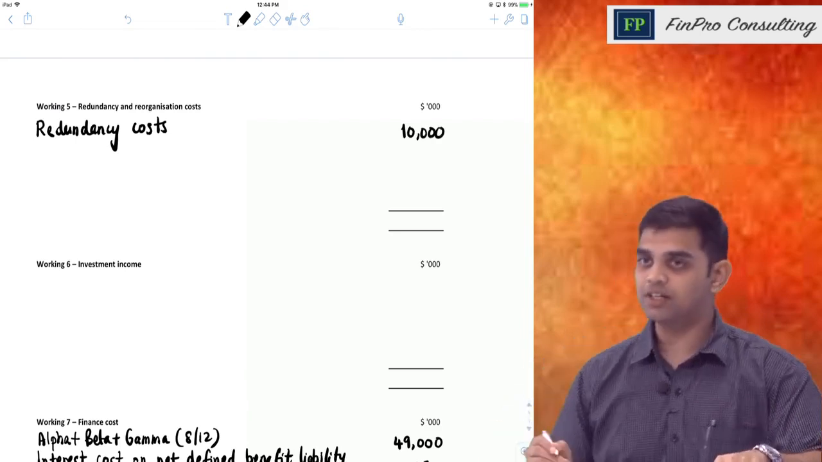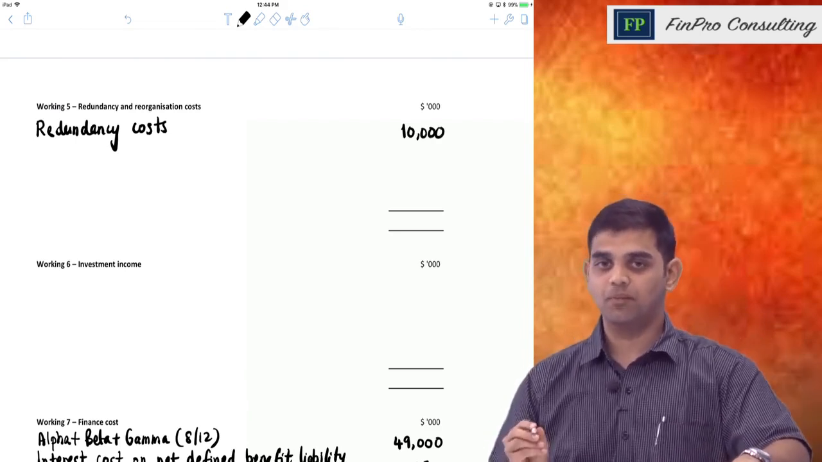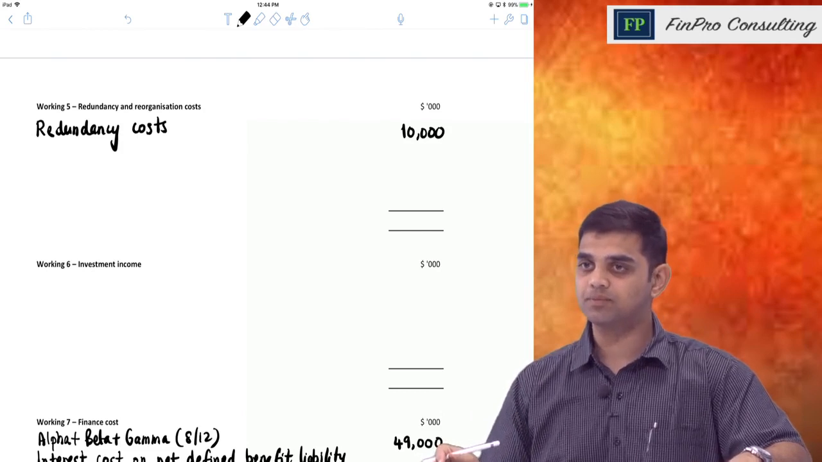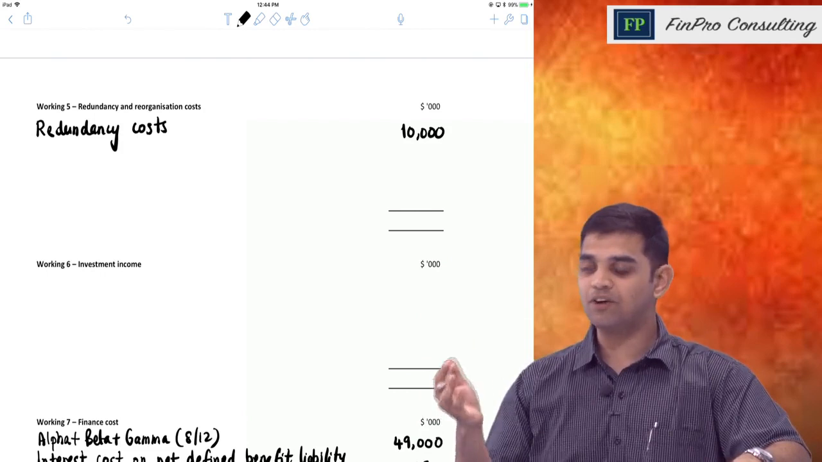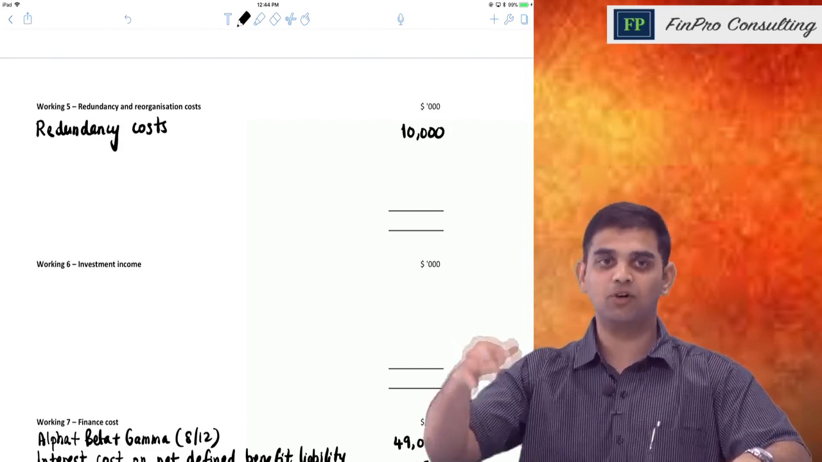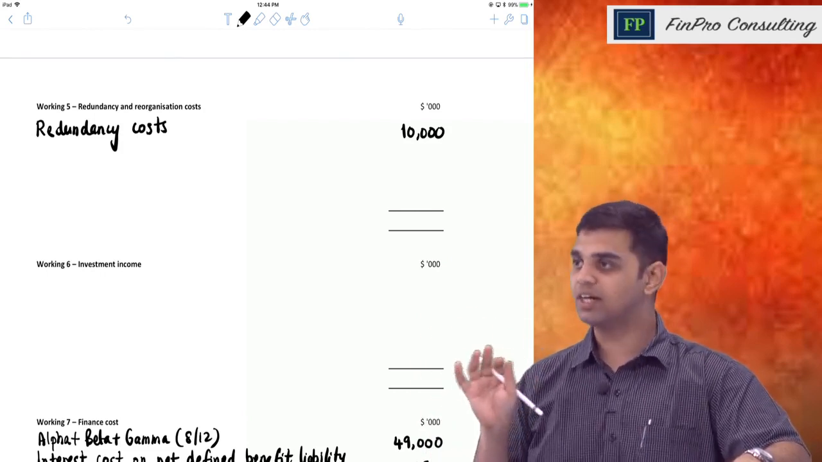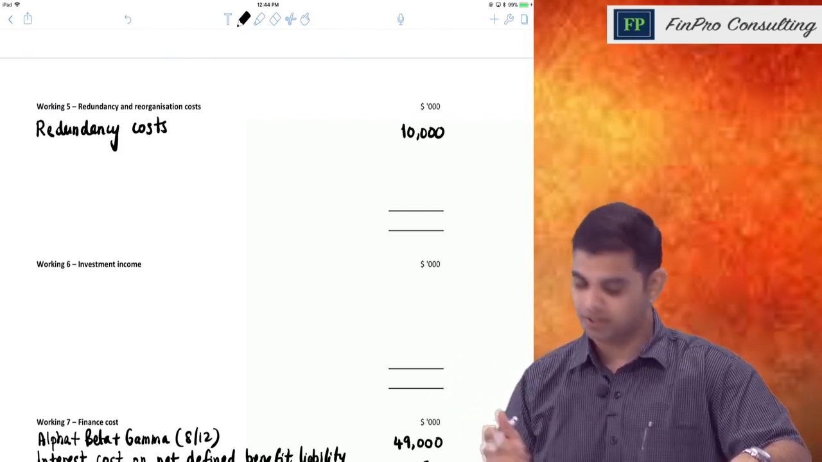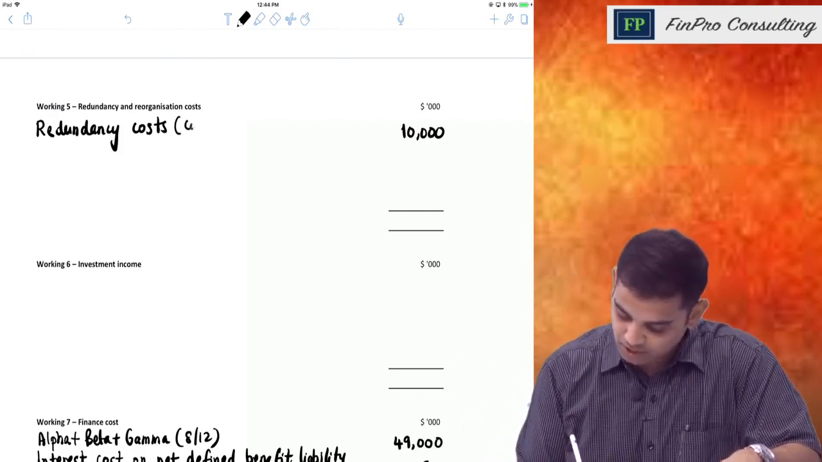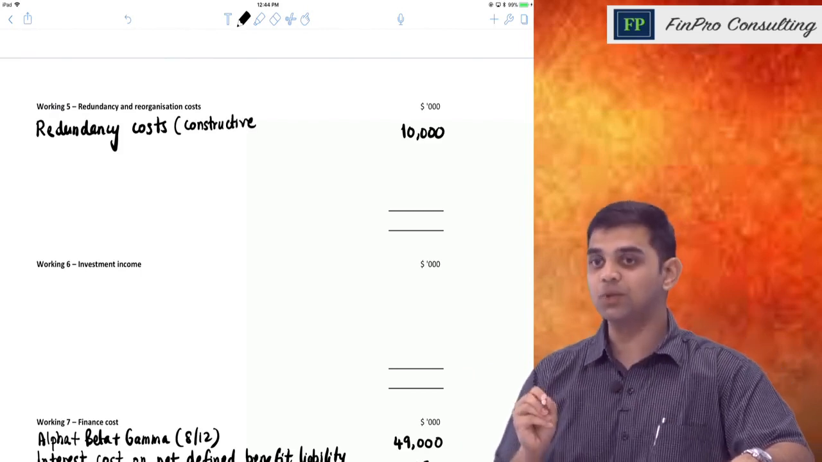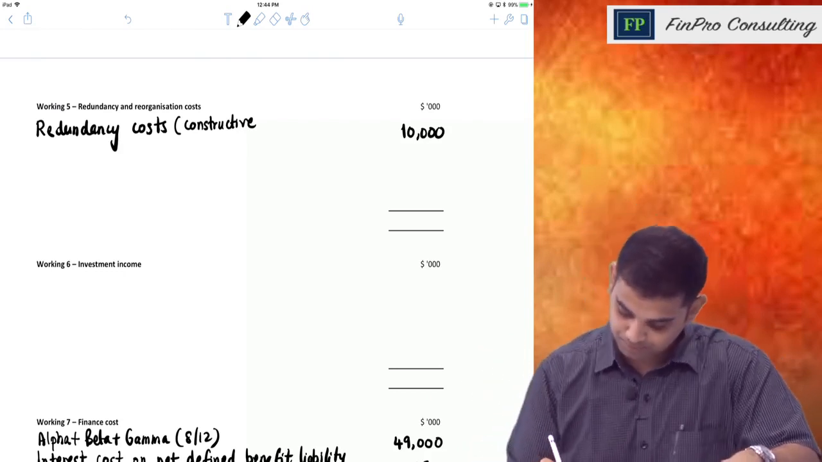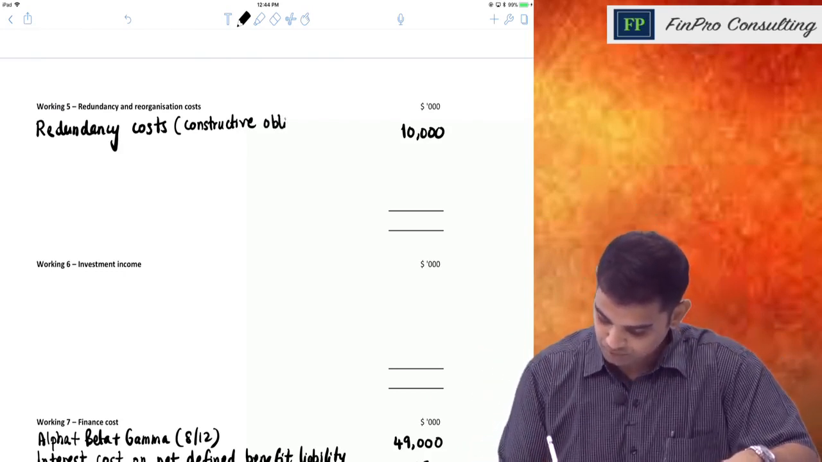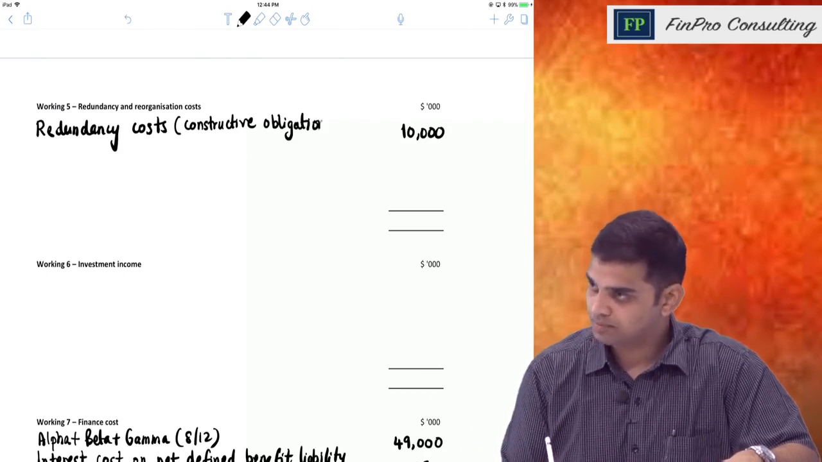Now why you are including this? Because you have an obligation. Whether it's a legal or constructive obligation, it's a constructive obligation because you have made it in public and you have made others to believe that you are going to do restructuring. It is not legally required to do, but it is a constructive obligation. So just write here constructive obligation. So when you give reasoning, you will get complete marks for that particular adjustment. So you know why you are including it.